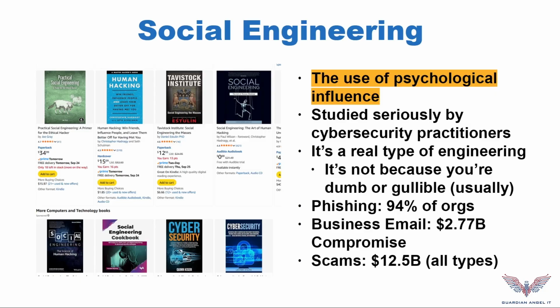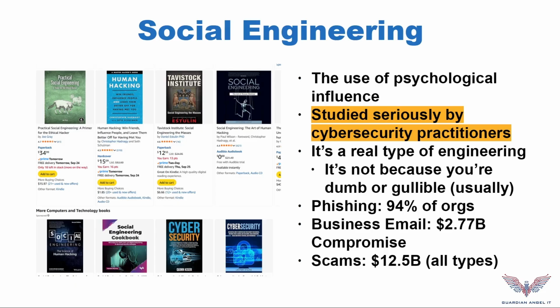The first method for gaining initial entry that we're going to talk about is social engineering. It includes attacks like phishing or business email compromise, which are the most common ways for hackers to gain initial access. It also includes scams. Social engineering is the use of psychological influence of people into performing actions or divulging confidential information.